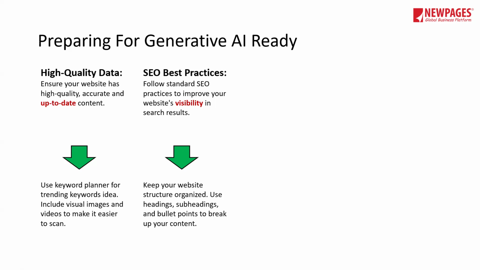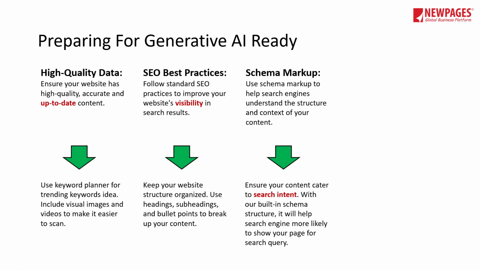All right. Now the third one is schema markup. Use schema markup to help search engines understand the structure and context of your content. In fact, for the third one you don't have to worry, because if you go to your page and inspect the source, you will see that this schema structure is already in place on all your pages, your product pages. Then what you just need to do is ensure that your content is catered to search intent.